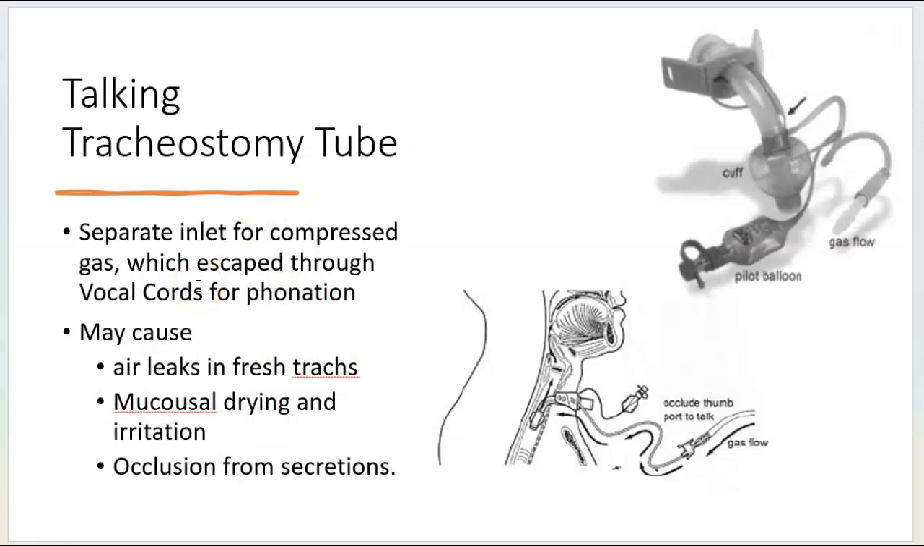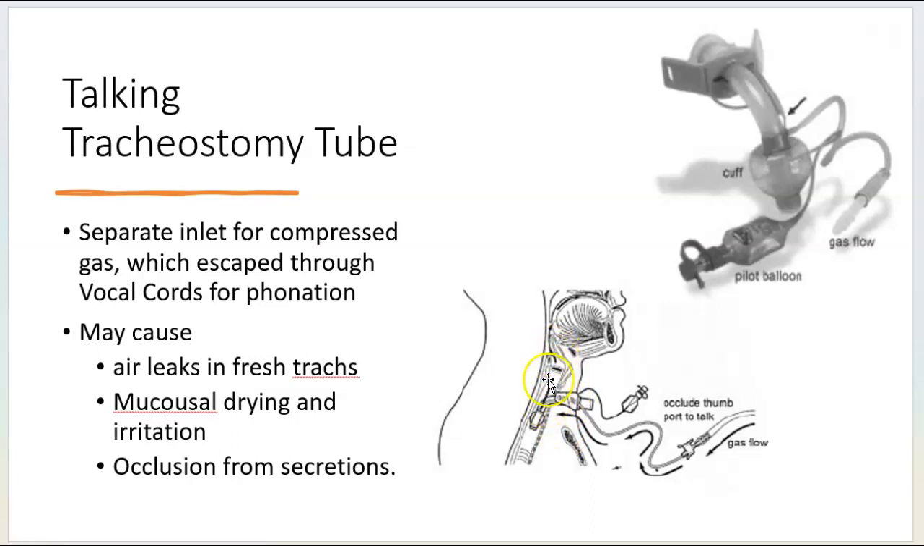We also have a couple of devices that we put on tracheostomy tubes to help facilitate talking. One of them is a talking tracheostomy tube. This has a separate inlet for compressed gas. You hook this device to gas flow, and that sends gas flow above the trach through the vocal cords and allows for phonation.